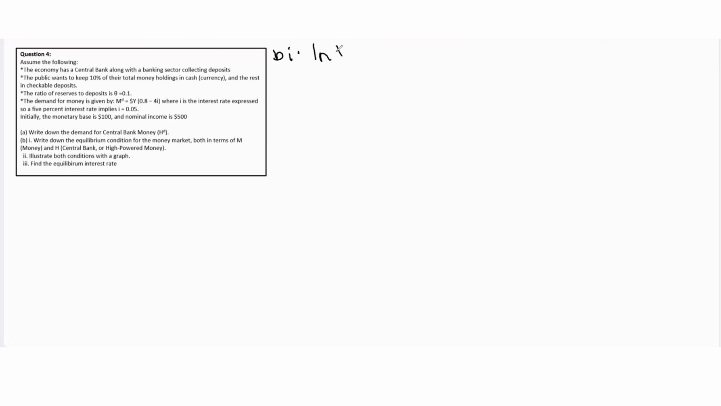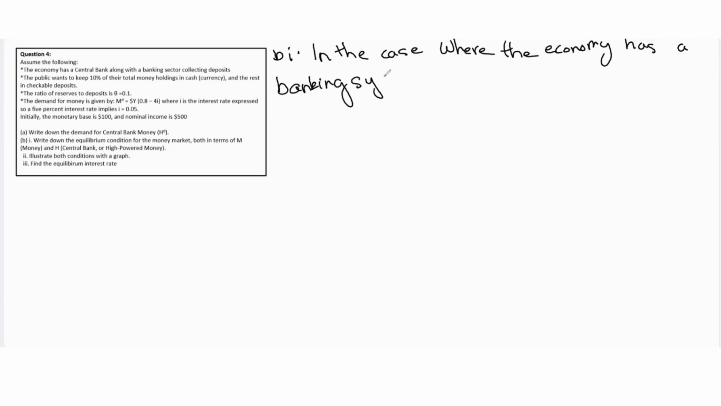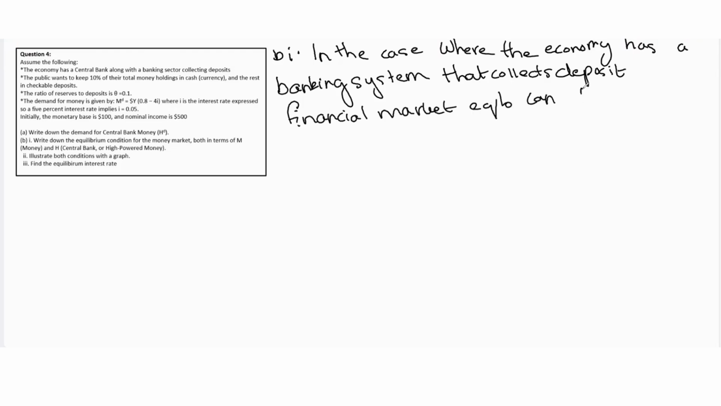Now in the case where the economy has a banking system that collects deposits, so we're looking at the role of banks here, financial market equilibrium, or money market equilibrium, can be expressed in the following two equivalent ways. So we can express it in one of two ways.